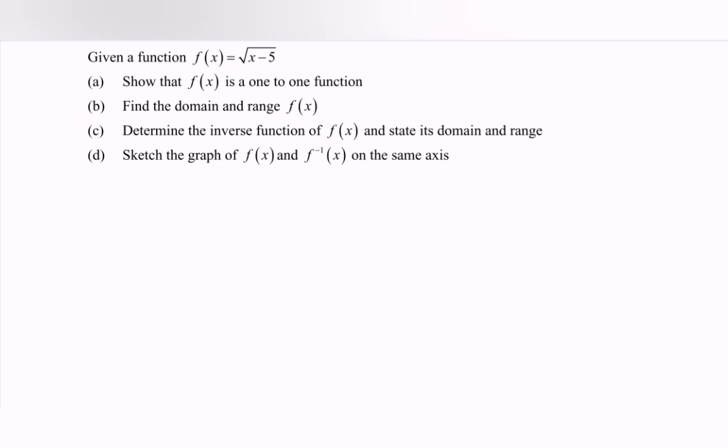Hello everyone, in this video I'm going to discuss an example for function and graph. Given a function f(x) equals the square root of x minus 5, show that f(x) is a one-to-one function.